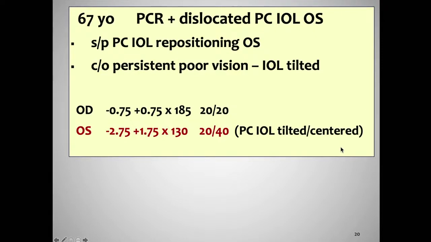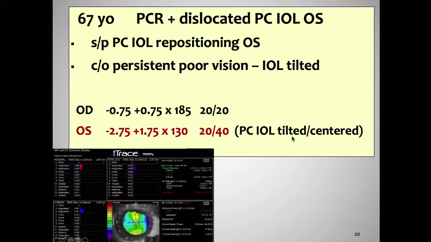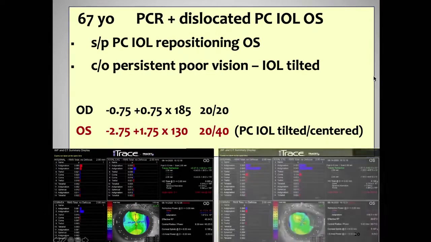This is a case, just like you said, Paul. This patient had a PC rupture. They put the lens in, it decentered. So they took it out and put a new one in. And here is the refraction, 20/40, but the lens is actually pretty well centered.